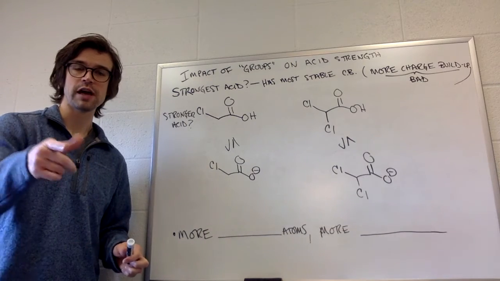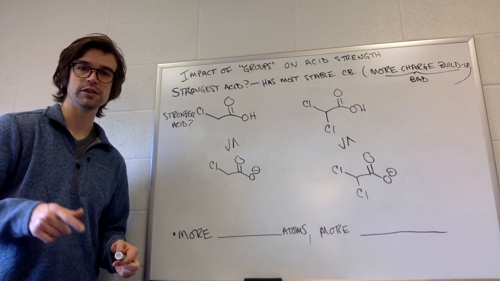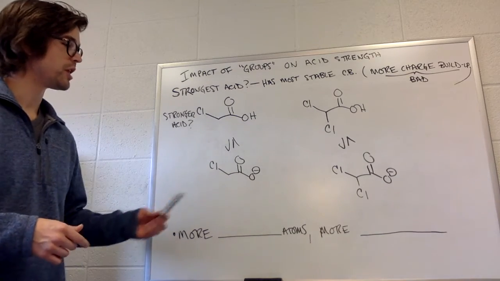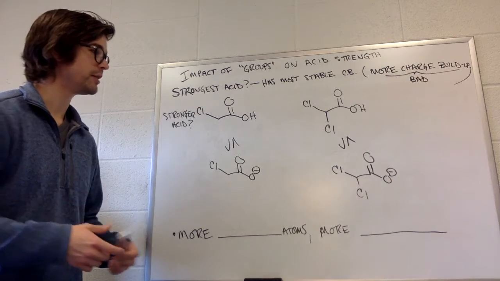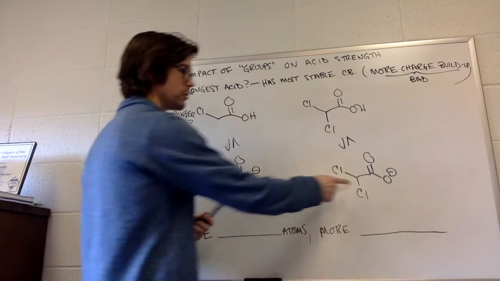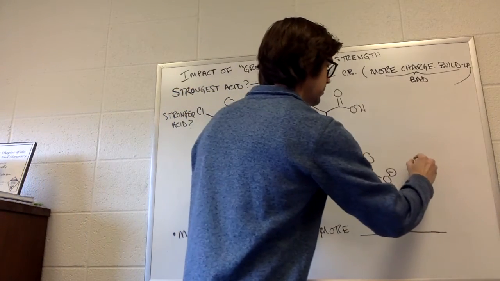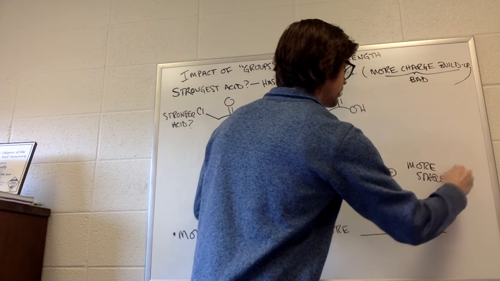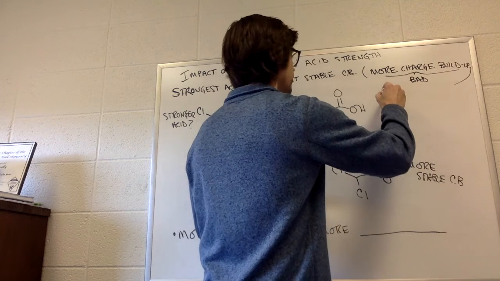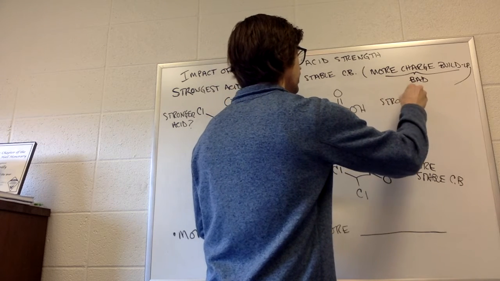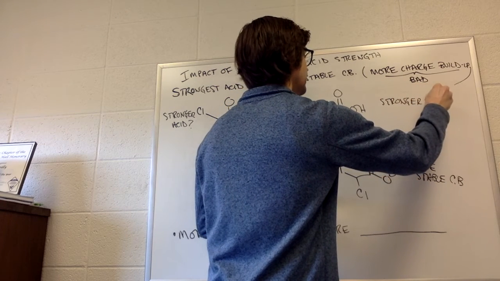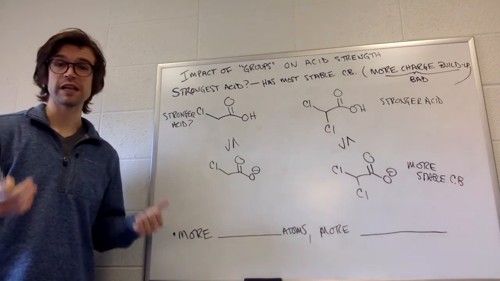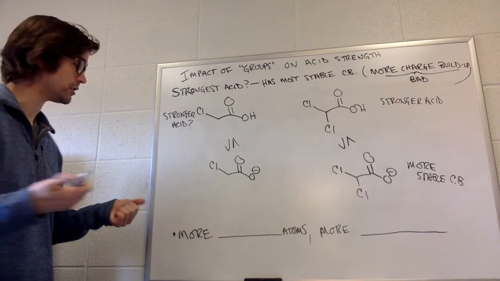So decide on your own. You paused it. You're doing that right now. You're deciding on your own. You're back with me. Which of them is the more stable conjugate base? This one's the more stable conjugate base. It's from the stronger acid. Why was that? We know induction stabilizes negative charges.